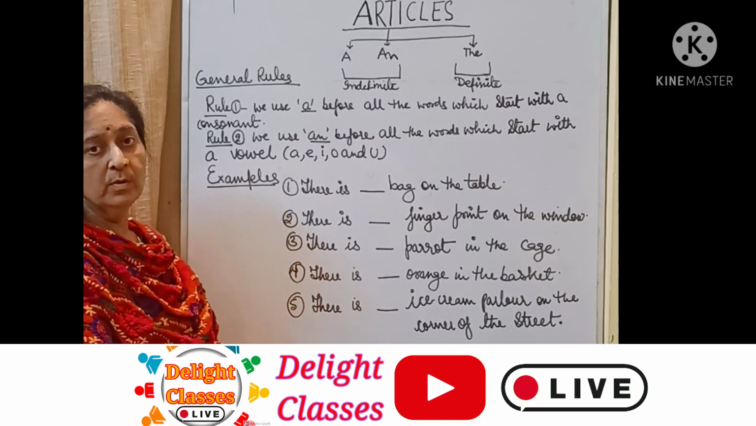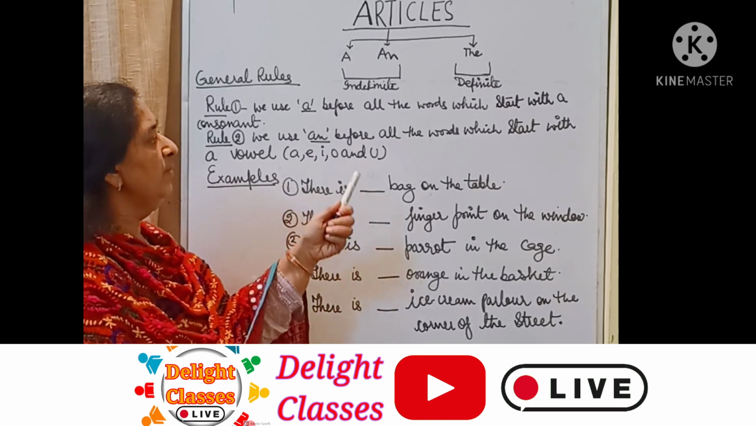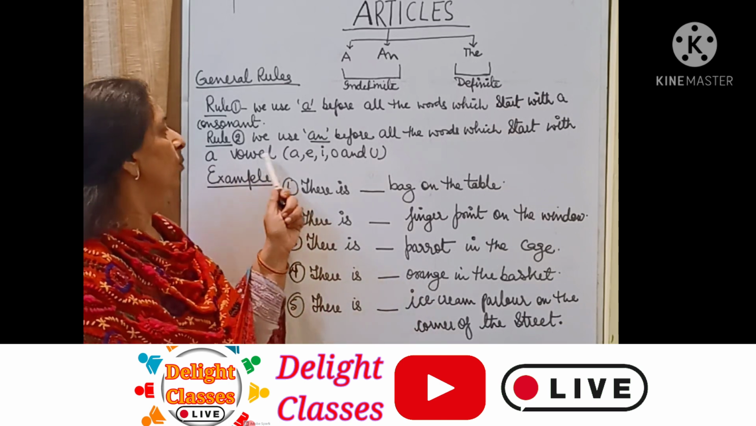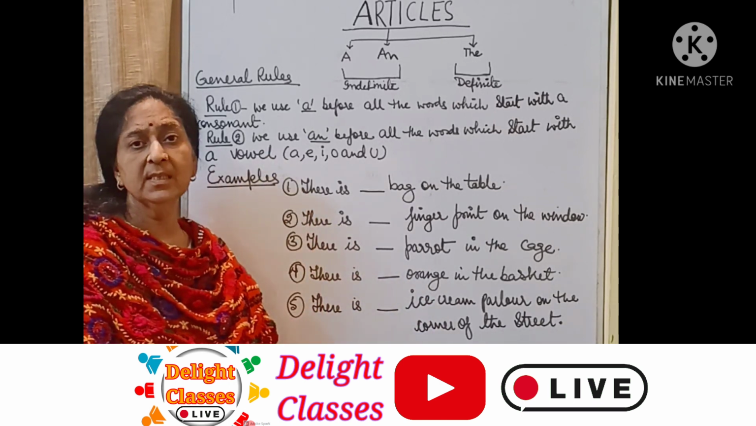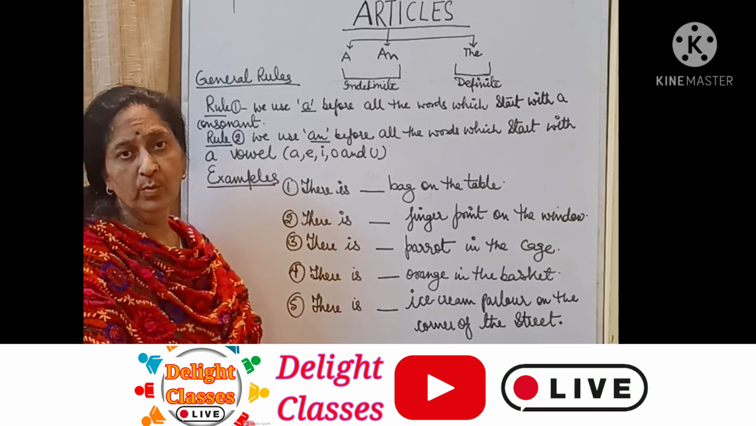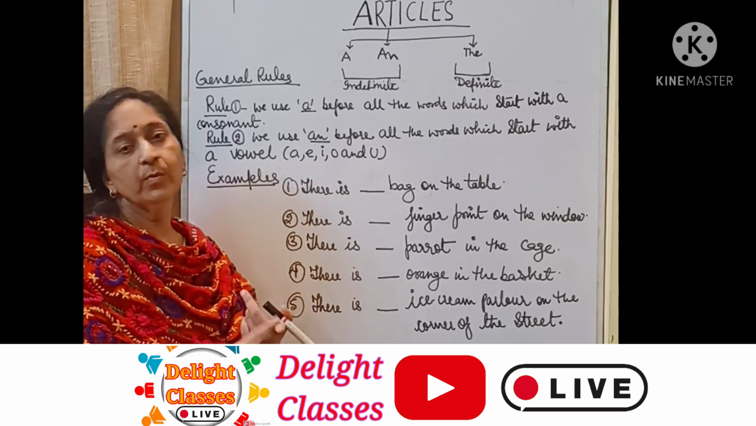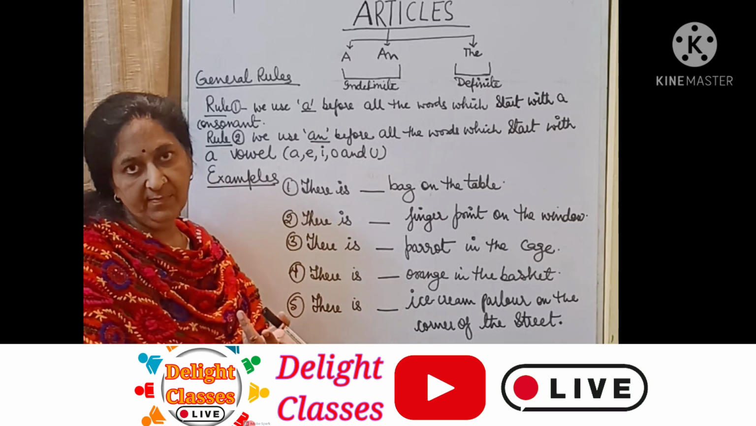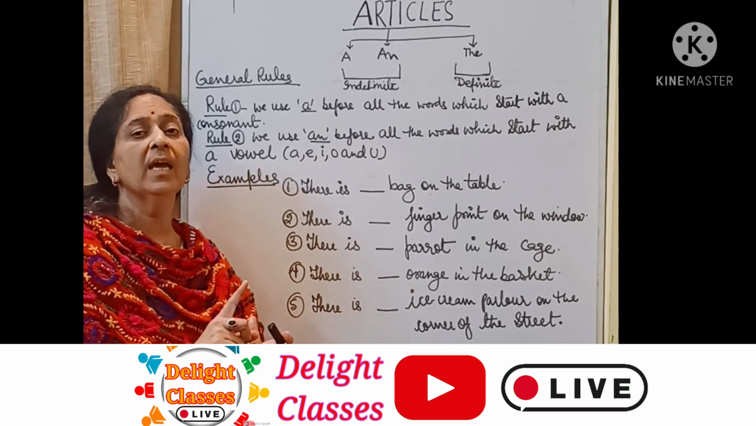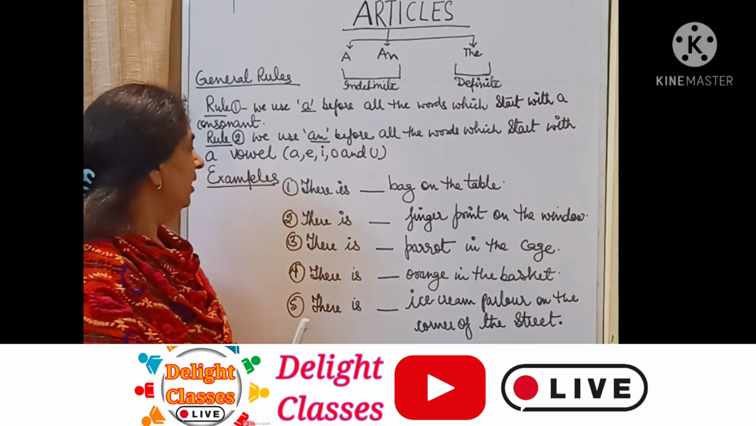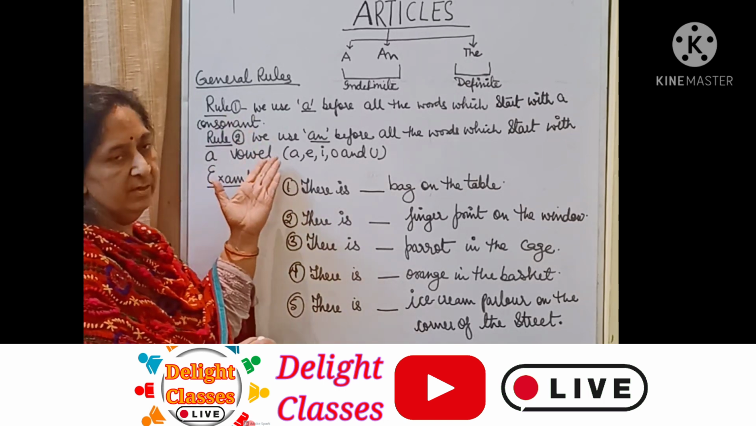Rule number 2, we use an before all the words which start with a vowel. Which are the vowels? A, E, I, O, U are the vowels. So very quickly, we use a before all the words which start with a consonant, and we use an before all the words which start with a vowel sound. So, these are the general rules.